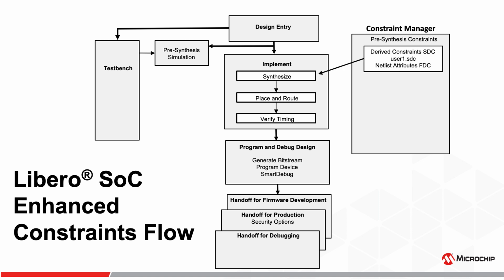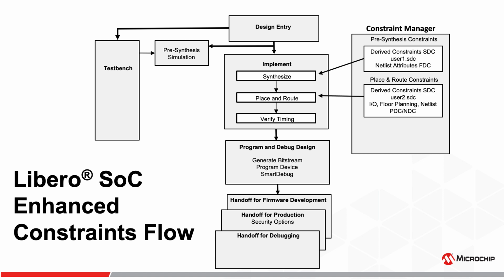So for synthesis, you can provide the timing constraints, which is the derived constraints, which is like an SDC file. And you can also create FDC constraints, which is FPGA design constraints from Synopsys. There are multiple attributes available in the FDC constraints document. So using that, you can actually create the FDC file and give it to the synthesis.